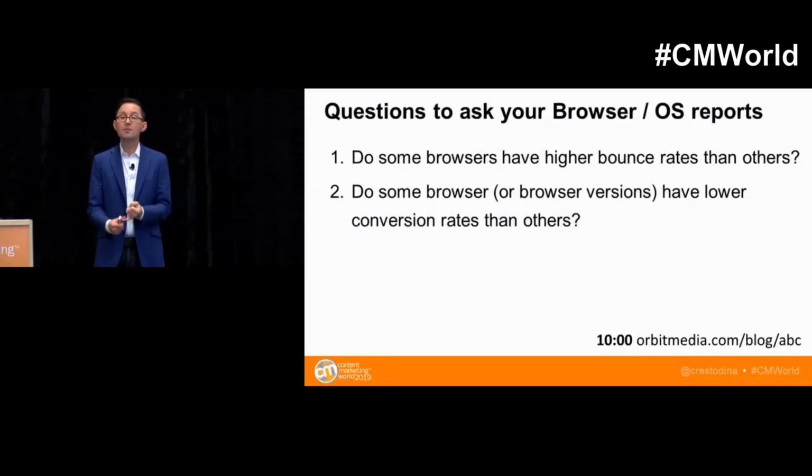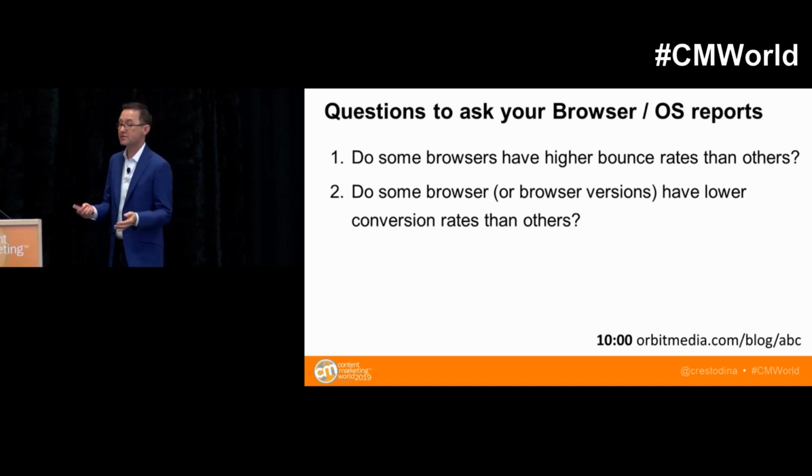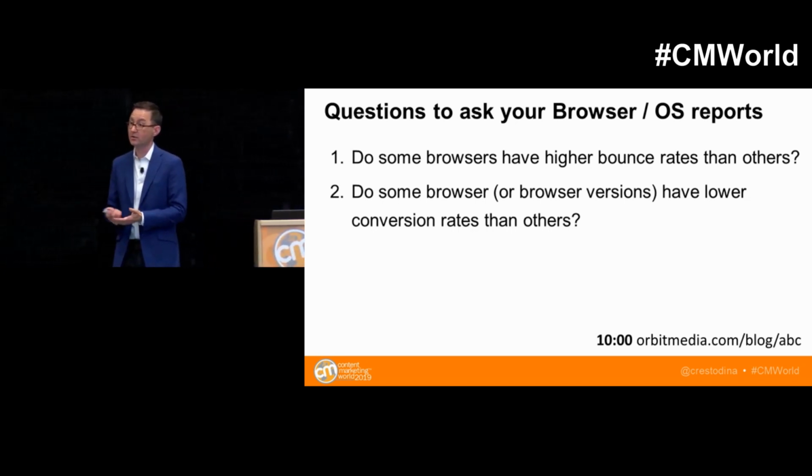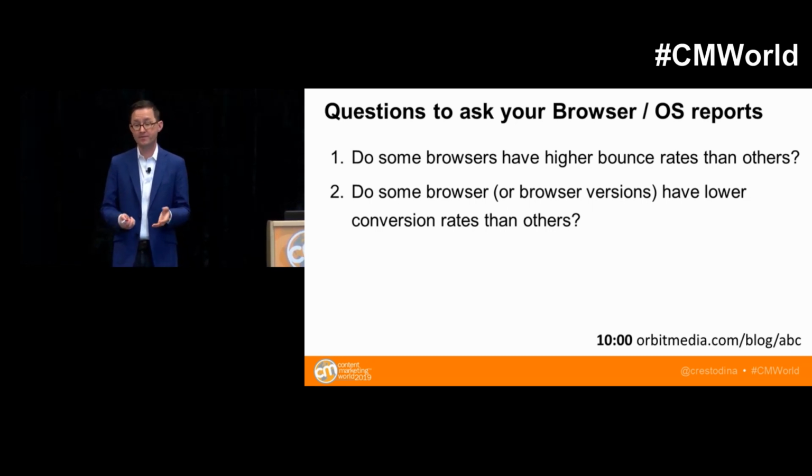High impact actions. So do some browsers have higher conversion rates, higher bounce rates than others? Take a look. It's 4 clicks. It's easy to find. And do some versions of browsers have conversion rates that are lower than others? Could be something seriously wrong, especially for sites with fancy programming.